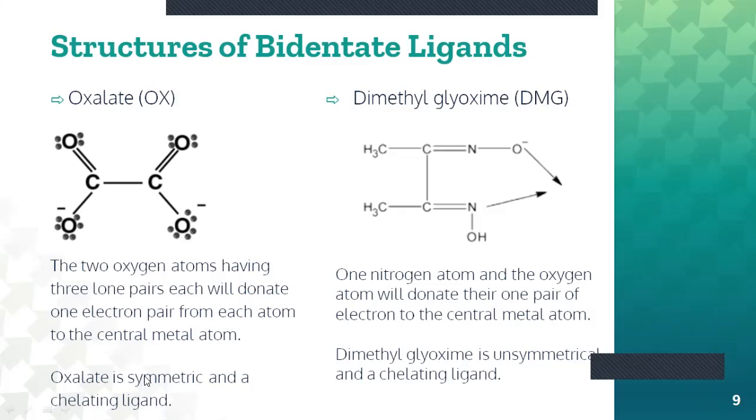Now, symmetric and unsymmetric refers here to the fact that a symmetric ligand will have similar donor atoms, and an unsymmetric ligand will have two different donor atoms.